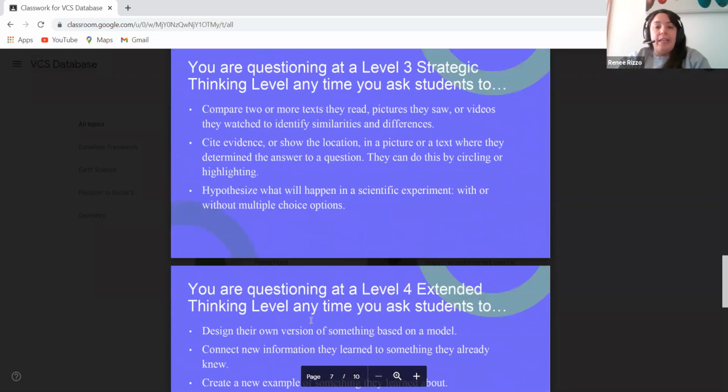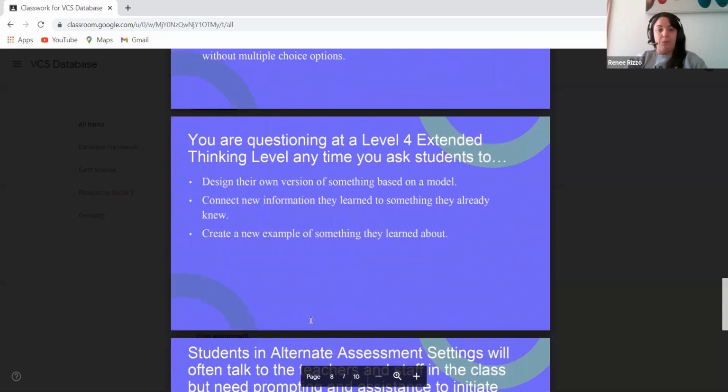You are questioning at a level three strategic thinking level anytime you ask students to compare two or more texts they read, pictures they saw, or videos they watched to identify similarities and differences, cite evidence or show the location in a picture or a text where they determine the answer to a question. They can do this by circling or highlighting. They can even do this by touching or eye gazing if this would be more appropriate, and hypothesize what will happen in a scientific experiment with or without multiple choice options.